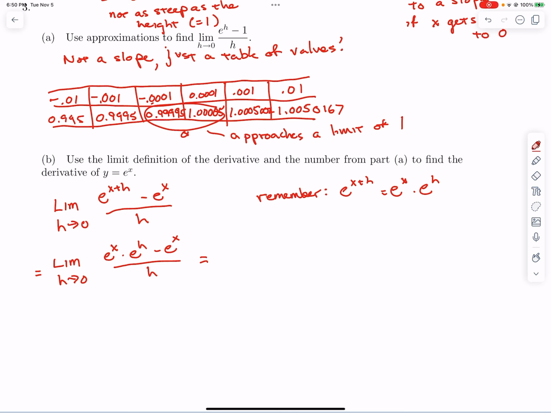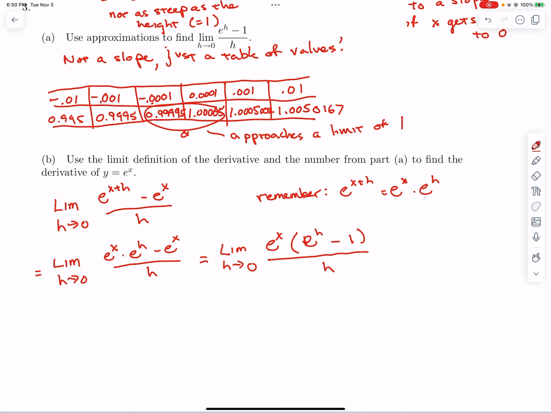And unlike what most people did on the last unit test, oh my goodness, if you factor out e to the x, let me just write this down. If you factor out e to the x, you have e to the h minus something. You can't lose a term when you factor things out. If you cancel everything out, you've got a 1 behind.